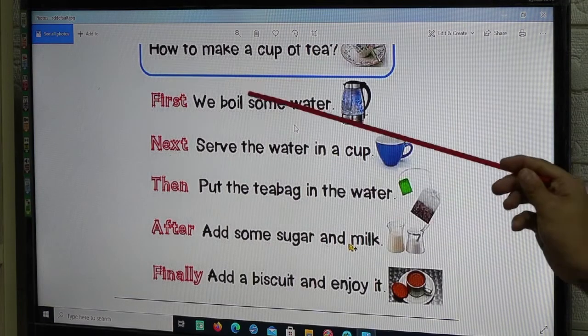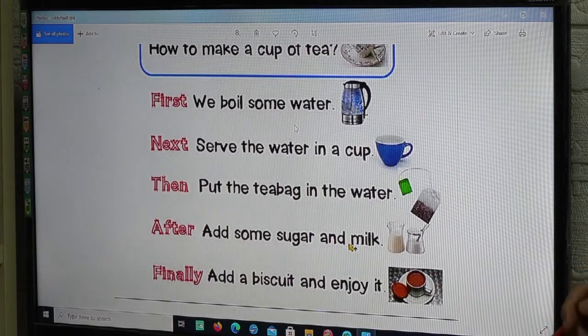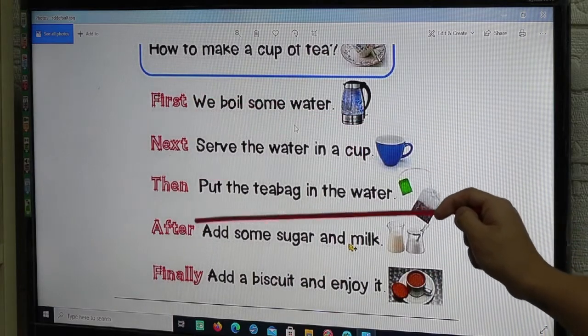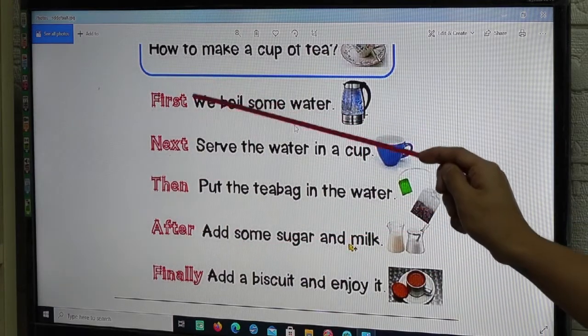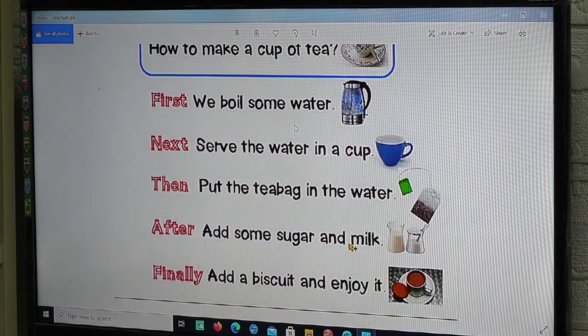So again, these are the connectors, okay? So first, next, then, after that, and finally. Again, there should be a comma in between, and also the letters here should be a small letter and not a big one anymore. All right?